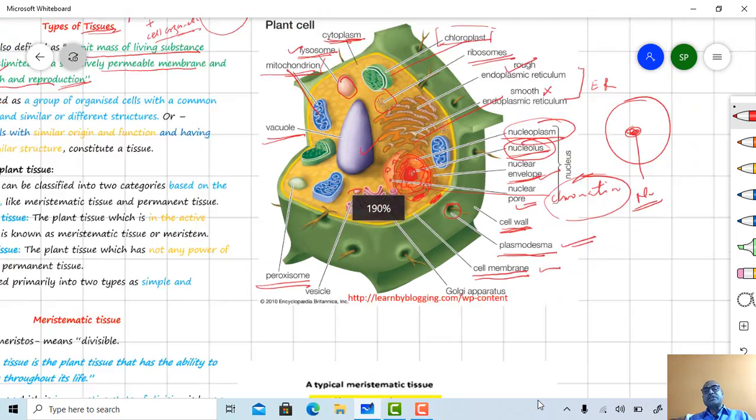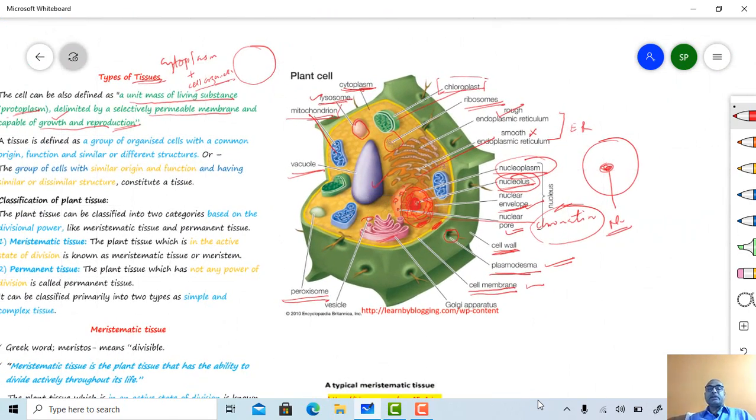Okay, so this one is actually the cell. Then what is a cell? This cell is a unit mass of a living substance. Okay, so this is the living substance. What is the living substance? Cytoplasm plus cell organelles. Which are the cell organelles? Here, nucleus, mitochondria, endoplasmic reticulum, Golgi body, lysosome, ribosome, all these are cell organelles, and these cell organelles are suspended within the cytoplasm, and this is considered as protoplasm.